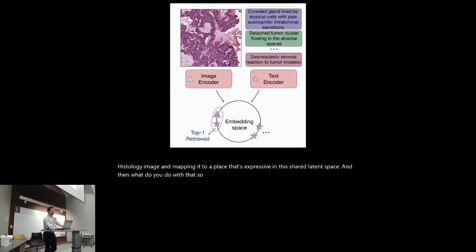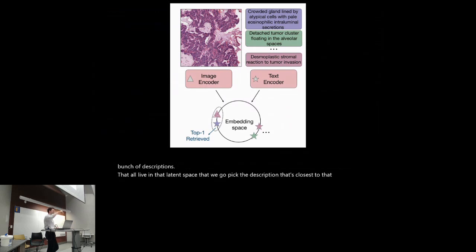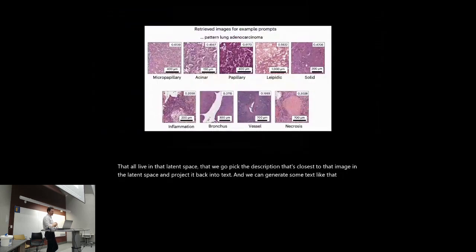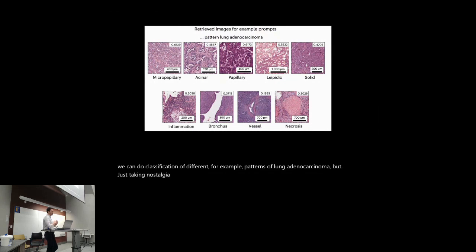So you can do something like image retrieval. Say we have a fixed histology image, and we map that into the latent space, and then we generate a bunch of descriptions that all live in that latent space. Then we pick the description that's closest to that image in the latent space and project it back into text. And we can do classification of different, for example, patterns of lung adenocarcinoma by just taking the histology image and a single word description, micropapillary, acinar, etc., and figuring out which of those single word descriptions is closest to the histology image in that latent space.